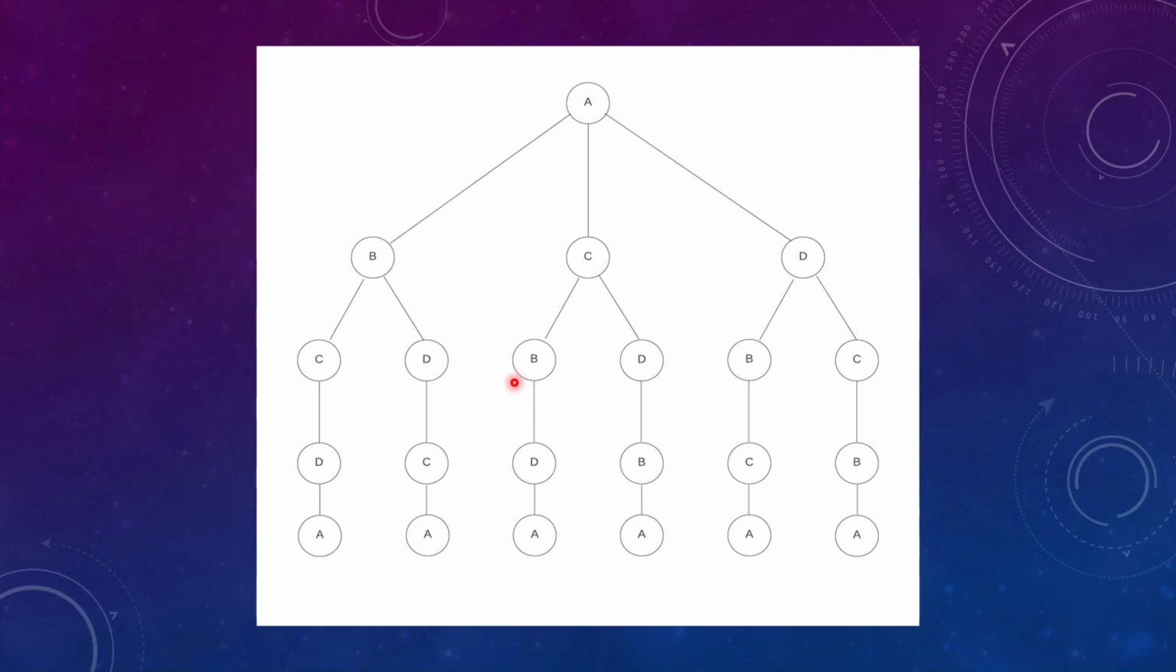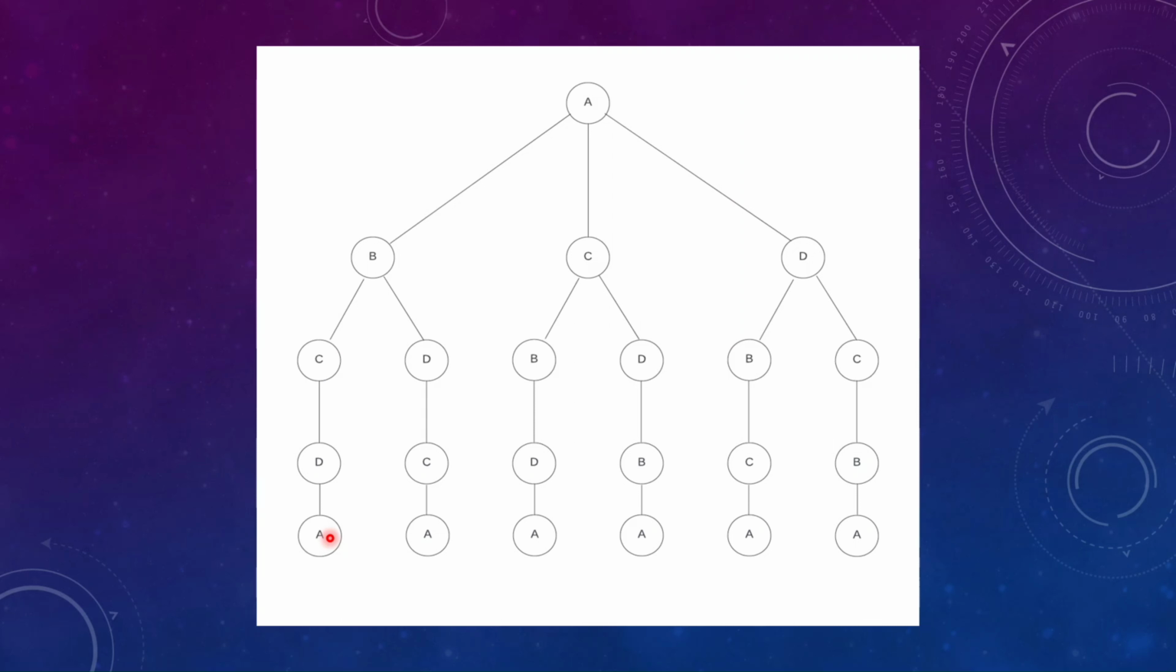Let's assume that the salesperson starts from city A. Now he has the following possibilities of traveling to city B, city C, or city D. For instance, if the salesman travels to city B, then again he has two possibilities of traveling to city C or D. Again, if he travels to city C, then he has only one option of traveling to city D and then returning to city A.